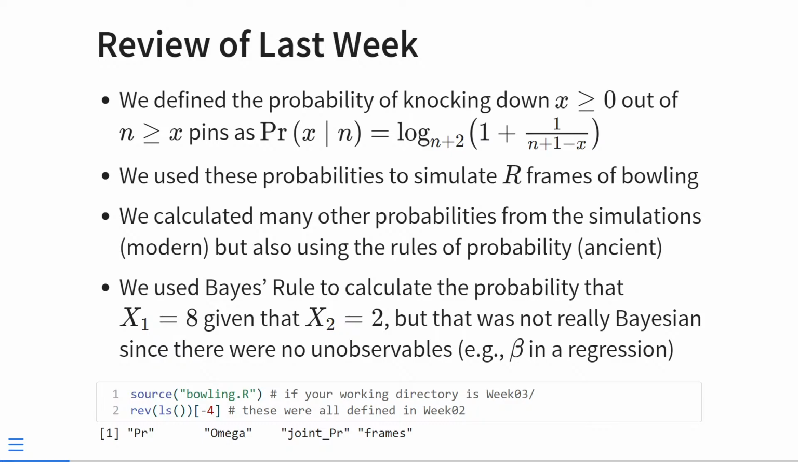So knocking down 4 pins on the second frame, if 8 pins are available to be knocked down, is different from the probability of knocking down 4 pins on the second roll if 6 pins are available to be knocked down, etc. And we calculated many other probabilities that were implied by our simulations using dplyr syntax, but also we used the rules of probability, what I've been referring to as ancient calculations. In ancient times, they would have done this with a pen.